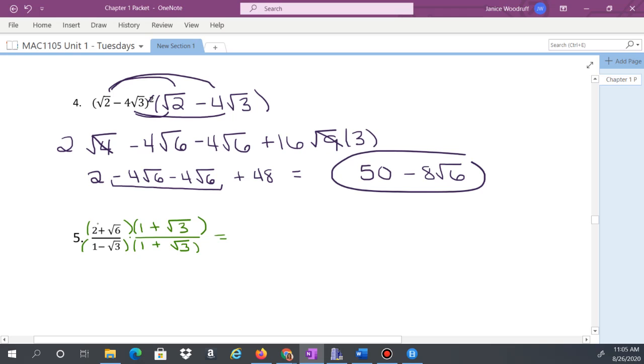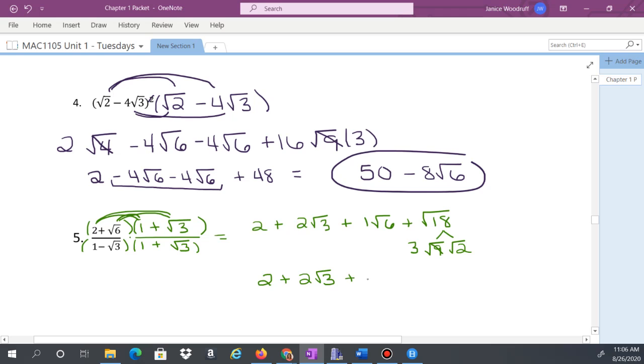All right, so we got 2 times 1 gives us 2. 2 times radical 3 will give us a 2 radical 3. 6 times radical 1 will give us a 1 radical 6. And last term, you get root 18. So let's go ahead and simplify this. So nothing there, nothing with the 6. What about 18? 9 and 2. Yeah, 9 times 2. And 9 is a perfect square. That becomes a 3 radical 2. So I'm going to get 2 plus 2 radical 3 plus 1 radical 6, which is radical 6, plus 3 radical 2. That's my numerator.